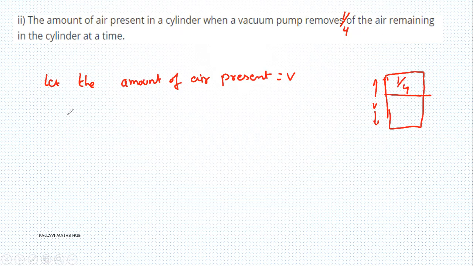So for the first time, the total is equal to V. From V, how much are they removing? 1/4 times the total air present in the cylinder, which is V. So now take the LCM. LCM is 4. 4V minus V is equal to 3V/4. Next step.